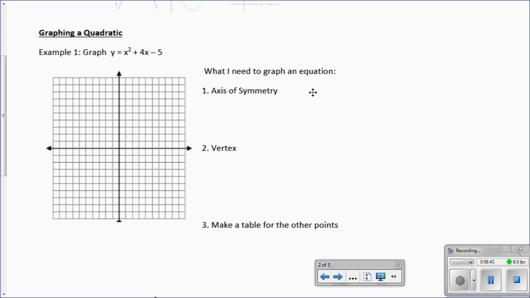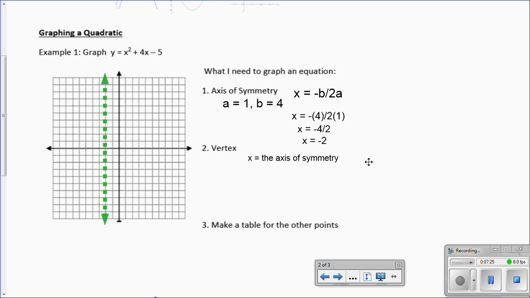So, axis of symmetry. It has a formula. We can get the number that the vertical line is going through by doing the negative of b over 2 times a. So here in this equation, a is 1 and b is 4, because that's the coefficient for the middle term. We plug that in and get the negative of 4 over 2 times 1. That just means negative 4 over 2. So the axis of symmetry is at negative 2, right here.